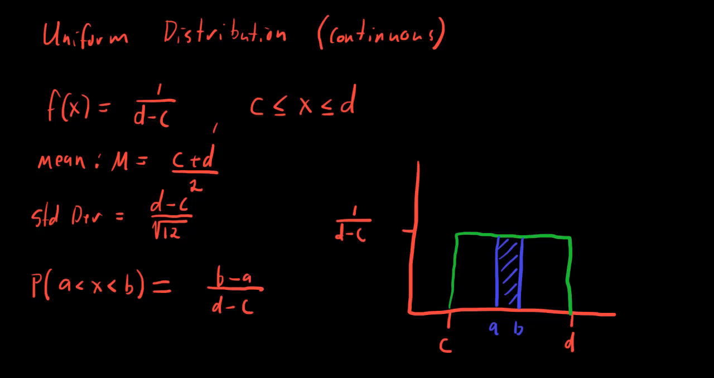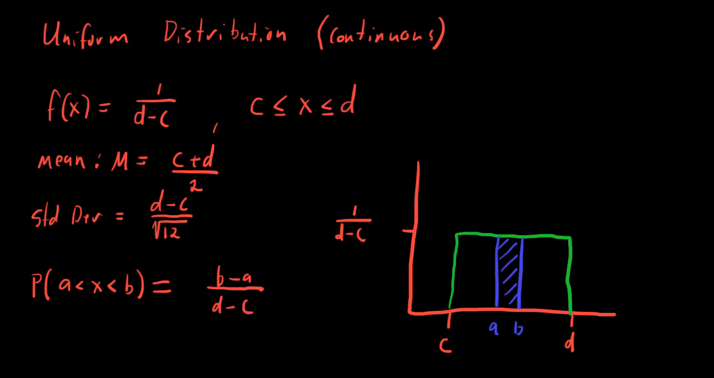And then to find the mean of that distribution, we just have c plus d, so the min plus the max, divided by 2. And the standard deviation is just the max minus the min divided by the square root of 12. And we can find the probability that a is less than x is less than b, which is equal to b minus a divided by d minus c.